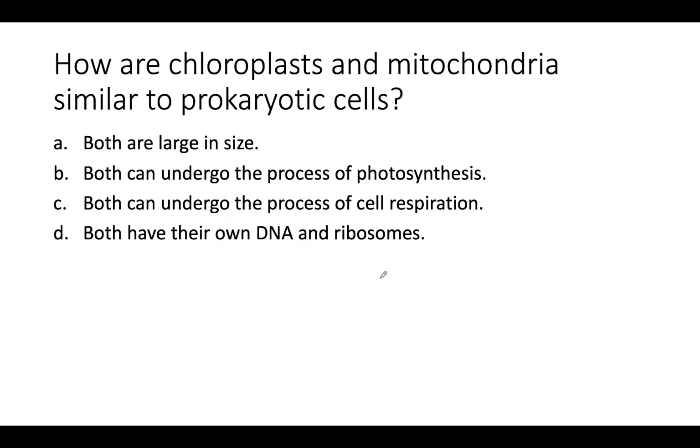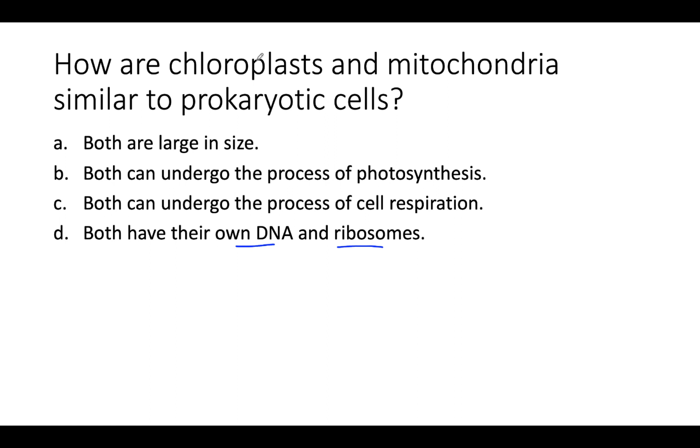How are chloroplasts and mitochondria similar to prokaryotic cells? Important: chloroplasts and mitochondria have their own DNA and they have ribosomes. Chloroplast has its own DNA inside the chloroplast. Mitochondria also have DNA inside. Also, they have ribosomes. That means they are equipped to make protein by themselves. So they were independent prokaryotic cells a long time ago.